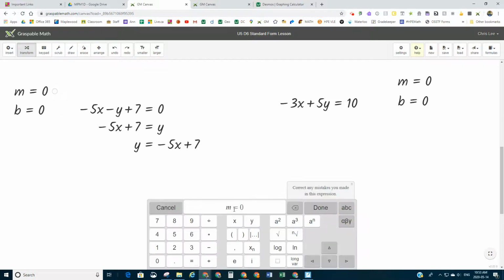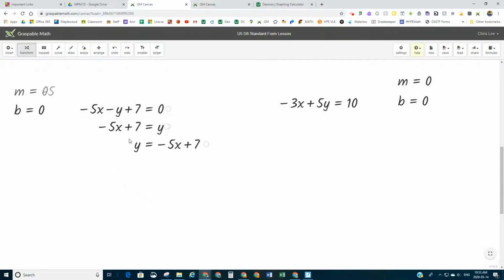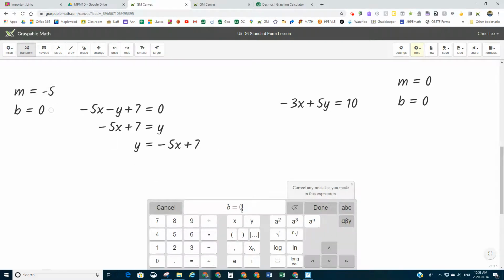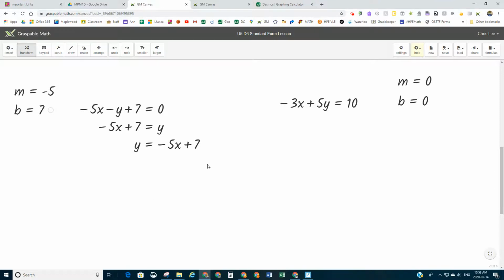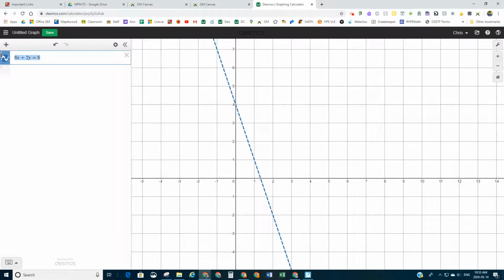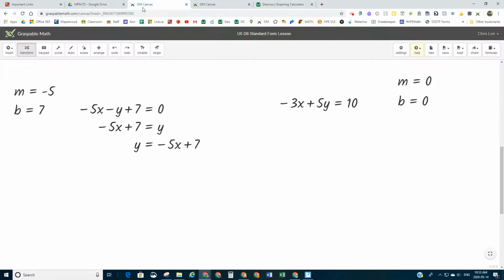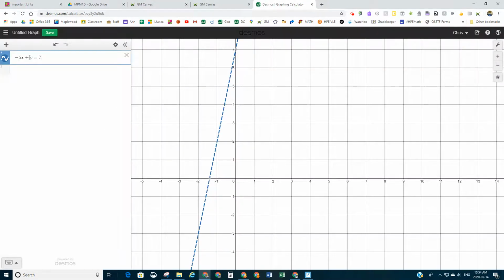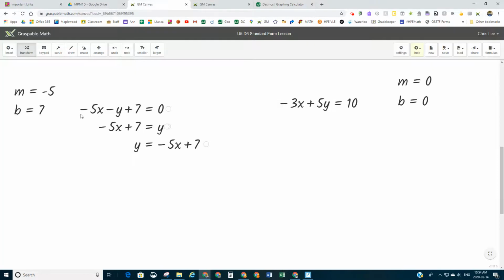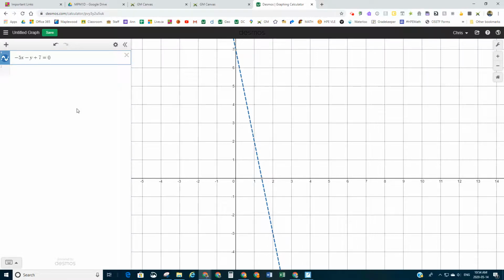So I'll go and click on the white dot, change this to -5. And the y-intercept is 7. So I click on that, change that to 7. And let's verify. -5x minus y plus 7 equals 0. Is it plus y or minus y? Right, minus y. There's the equation. All right, let's check. -5x minus y plus 7. I just read the wrong line. There we go.